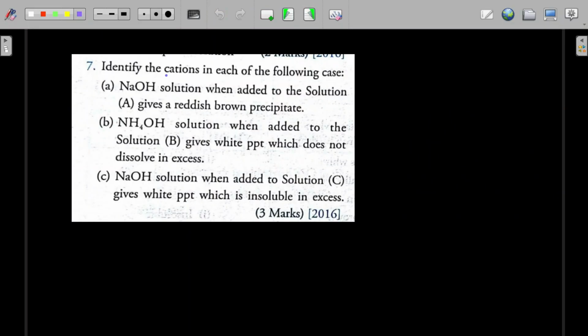Okay, here identify the cations, and again I am telling you, you write both the name as well as the symbol for the cations. Yes, Dhruva.